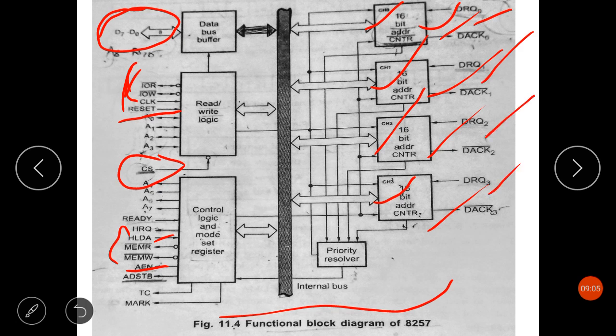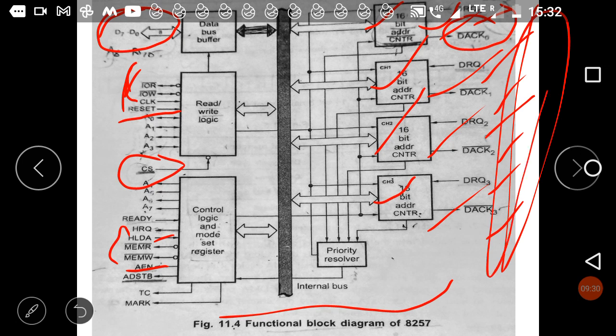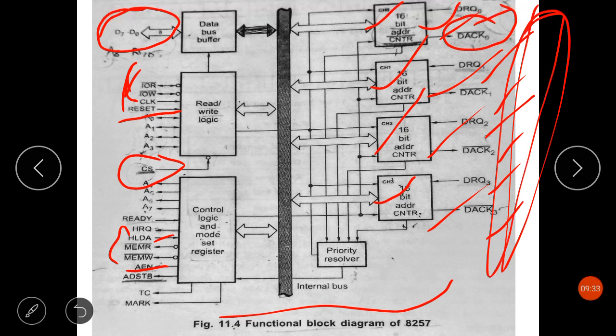These are DMA request lines, which are activated to obtain DMA service until the corresponding DACK signal goes active, that is the DMA request acknowledgement signal. DACK0, DACK1, DACK2 and DACK3 are used to indicate to the peripheral devices that the DMA request is granted. So this was all about the block diagram and pin configuration of the 8257 controller.